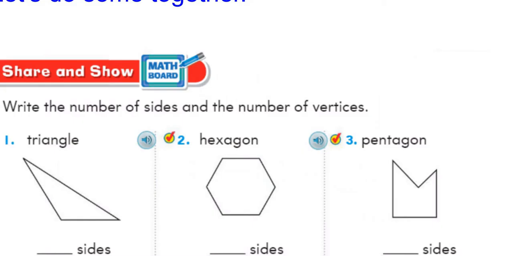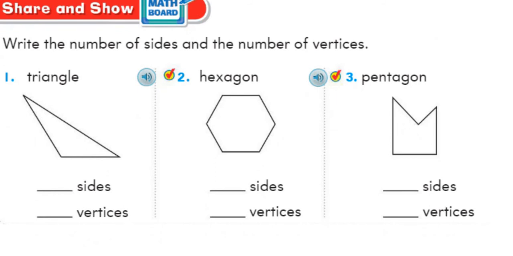Okay, so let's look at these shapes. Triangle, how many sides? 1, 2, 3. How many vertices? 1, 2, 3. I always like ending the year with this unit because second graders seem to really understand it, and it makes it an easy way to end the year.